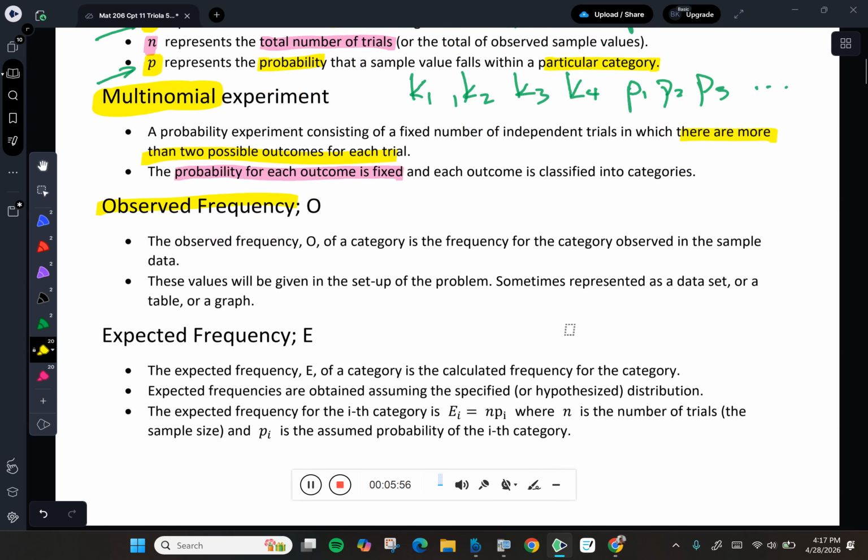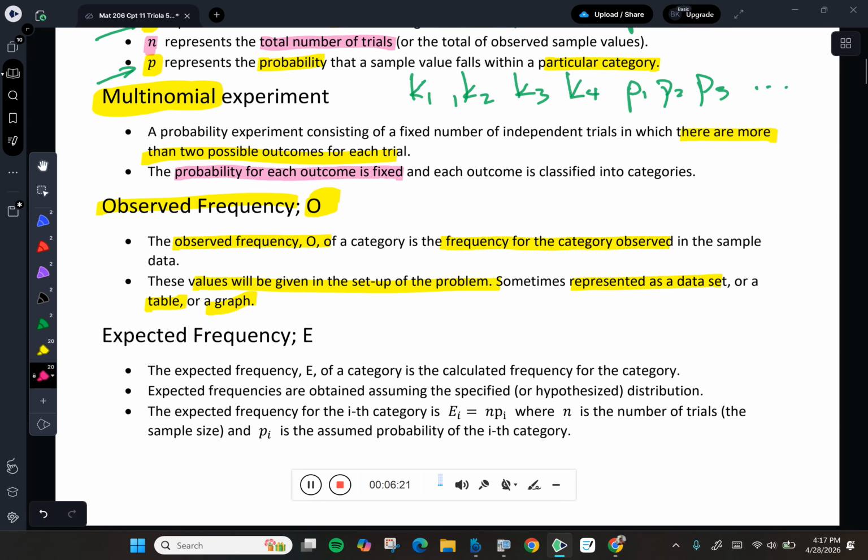Our observed frequencies, or O, are going to be the data that we see when we run the experiment. So the observed frequency is the frequency for the categories when you run the experiment. These will be given in the setup for the problem. Sometimes they're given as a data set, or sometimes a table, sometimes a graph, and we've got to pull them out and figure out how they work.